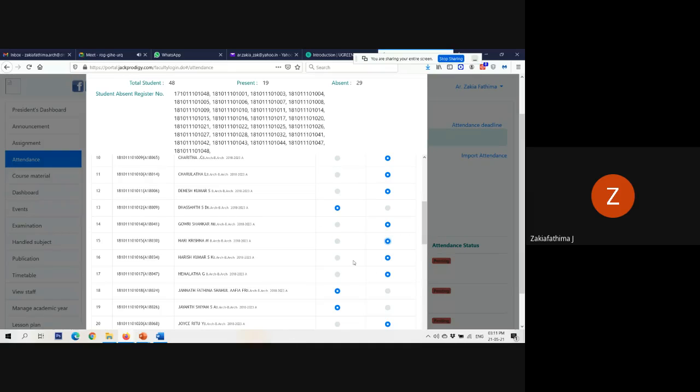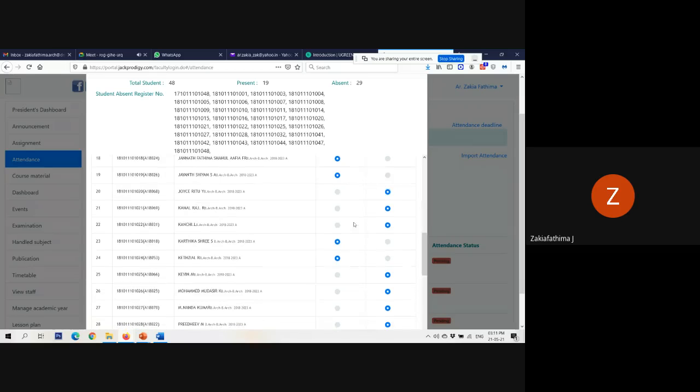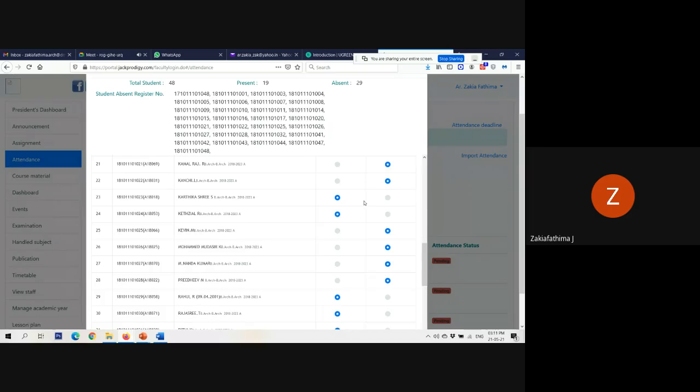Harish Kumar absent. Hemalata absent. Jannat Fatima present, ma'am. Okay. Jayant Shyam present, ma'am. Okay. Joyce absent. Kamal Raj absent. Panchi absent. Kartika absent.